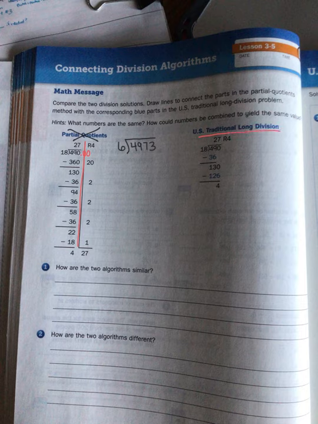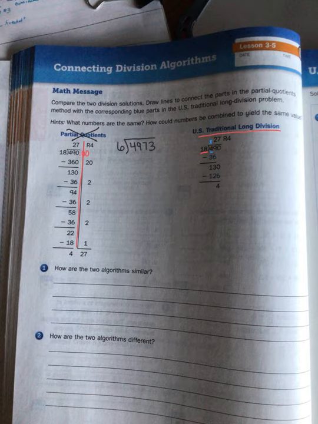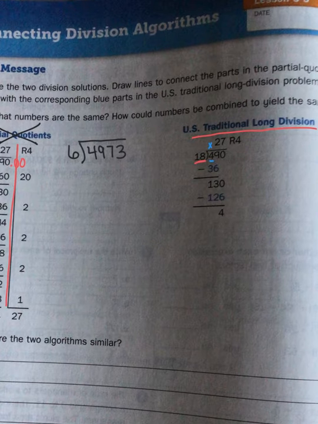Here's how it works. I'm going to make groups of 18. So to make groups of 18, I want to see, can I make groups of 18 from 4? No, I can't. So nothing's going to go above the 4. Okay. Can I make groups of 18 from 49? I can. I can make 2. So I put it right above. See how everything's staying in these columns? Okay. So 2 times 18 gives me 36. I put it here. Subtract, I'm left with 13.